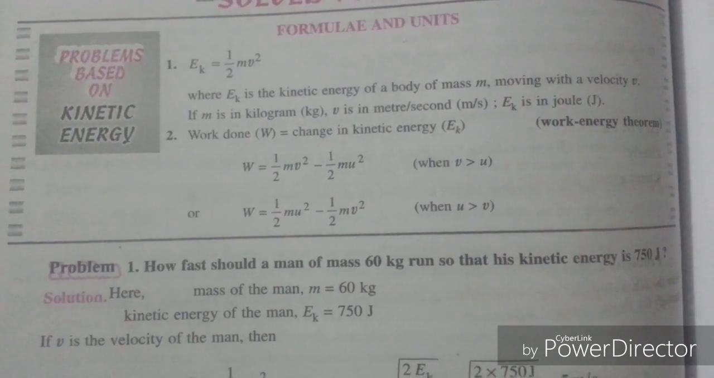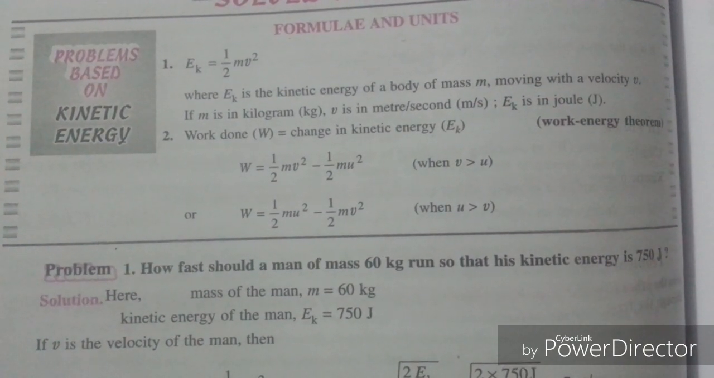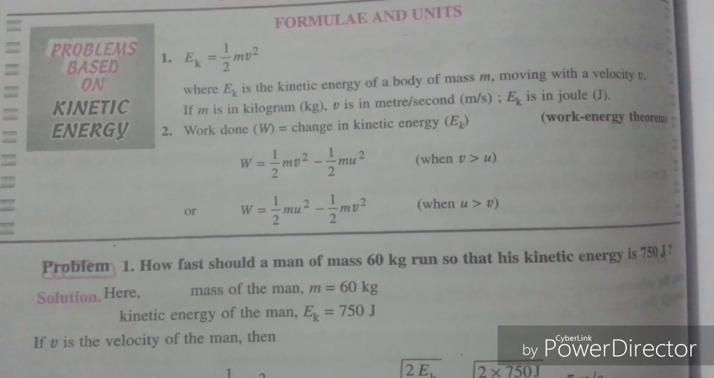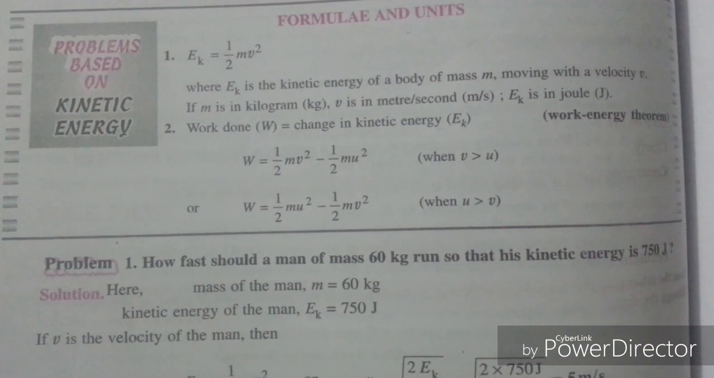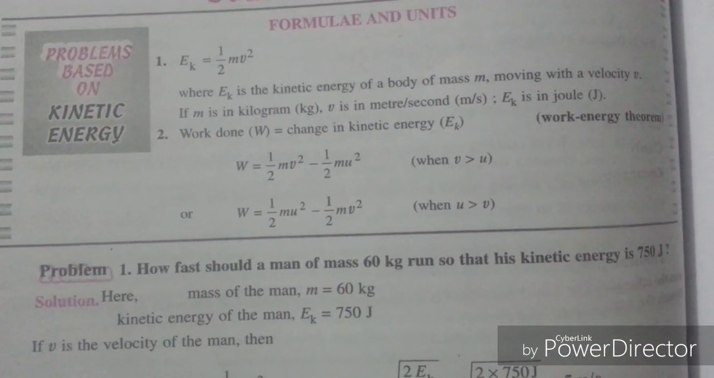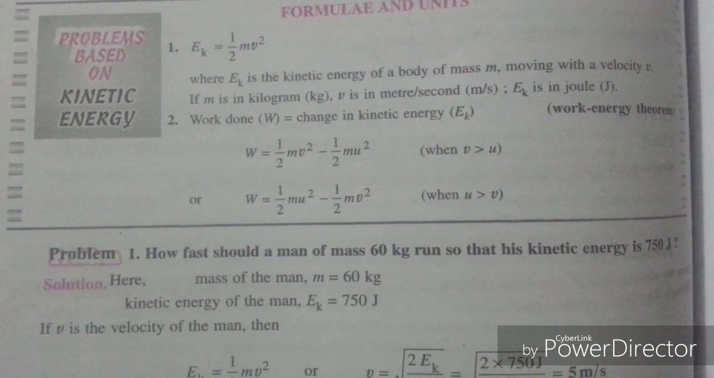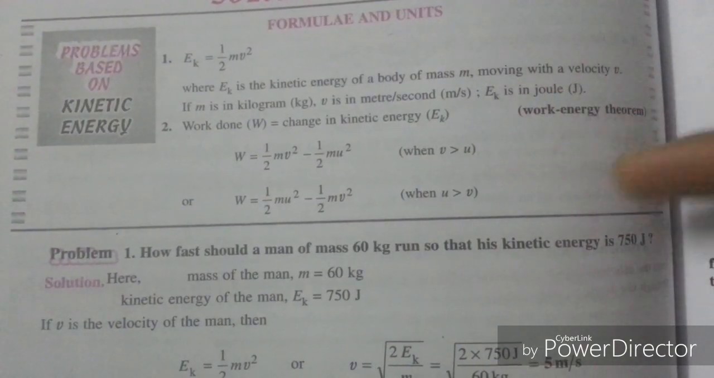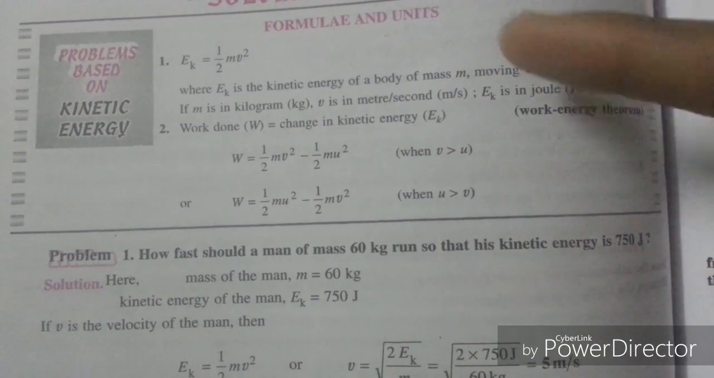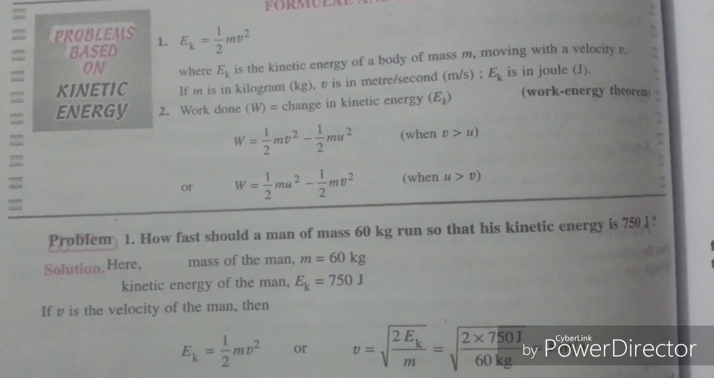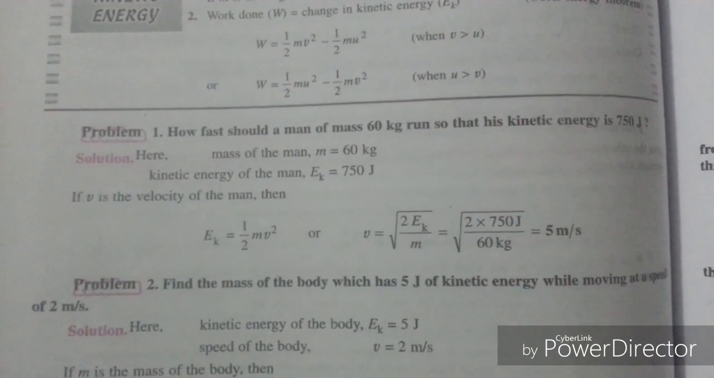Second, work done is equal to change in kinetic energy. Work done is equal to half mv square minus half mu square when v is greater than u, or W is equal to half mu square minus half mv square when u is greater than v. Now let's see our first problem.